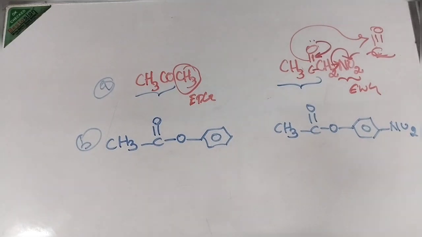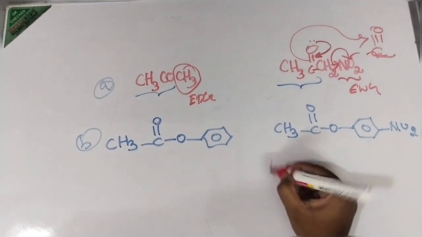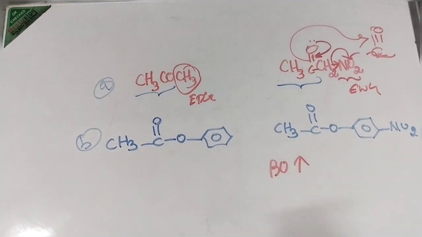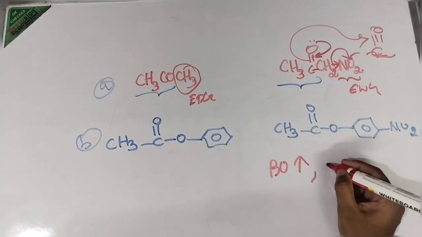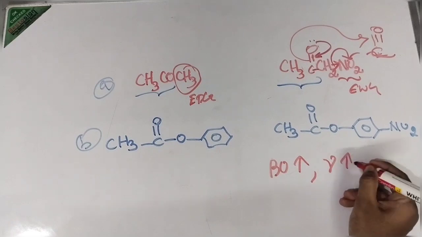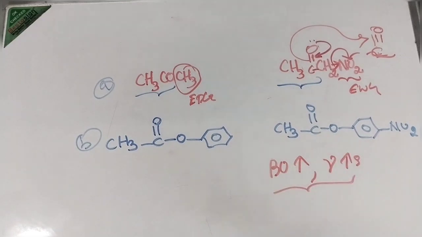Here we are just comparing, okay, not exactly like this. So a partial triple bond character it will attain, okay? So what happens is the double bond is converting into a triple bond. So bond order increases, then what happens to the stretching frequency? It will also get increased, right? Bond order increases, stretching frequency also increases, okay?